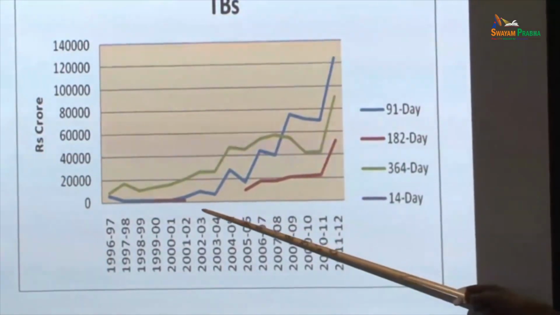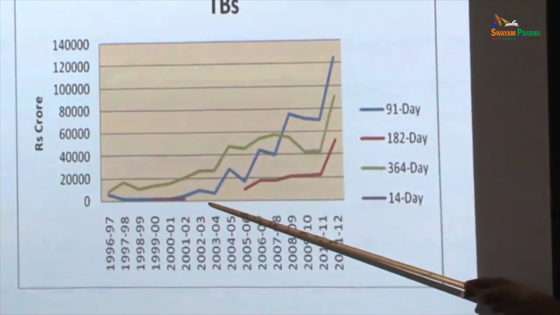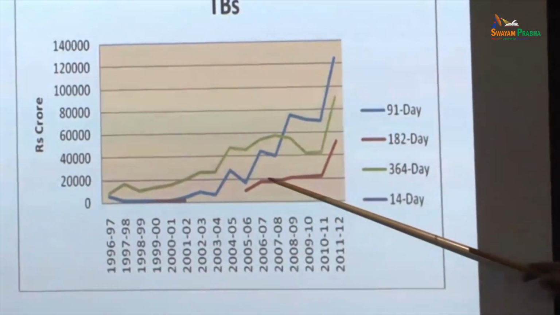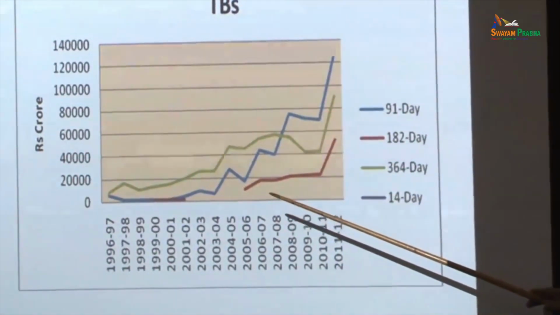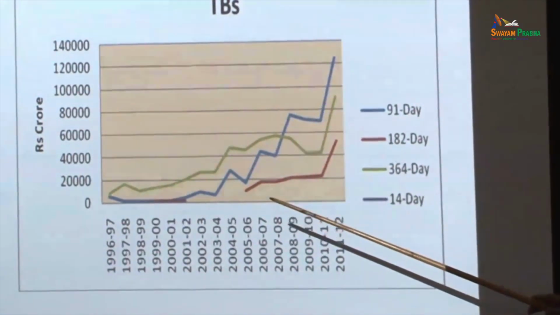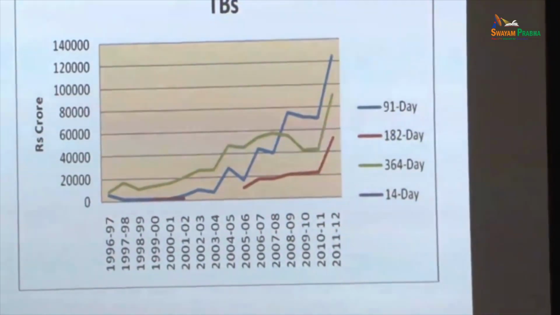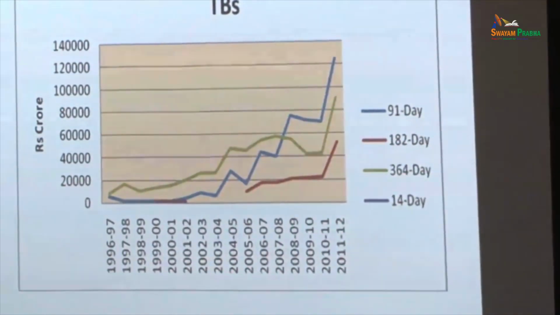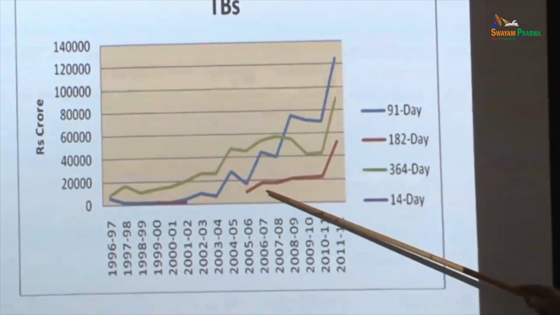The 14-day bill went that far and then closed down. The red line, do you see the red line, a discontinuous line? In your notes you will find I told you that the 182-day bill was discontinued for a few years. The 364-day was brought in. Once that settled, again they brought back the 182-day. In your notes you will find that. I told you, so there is a discontinuous red line here.